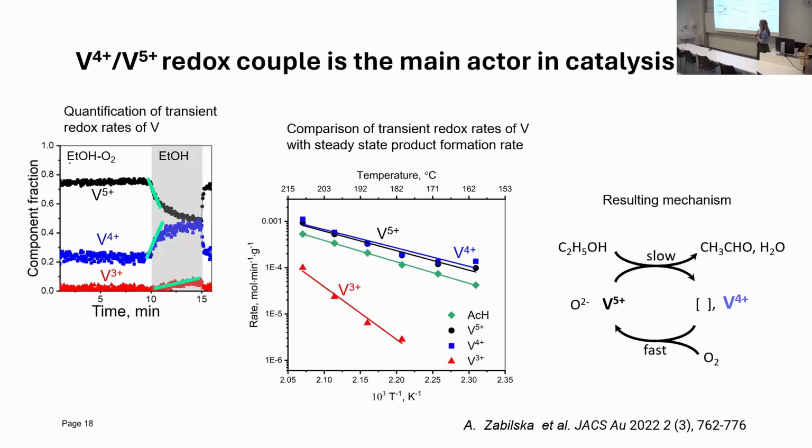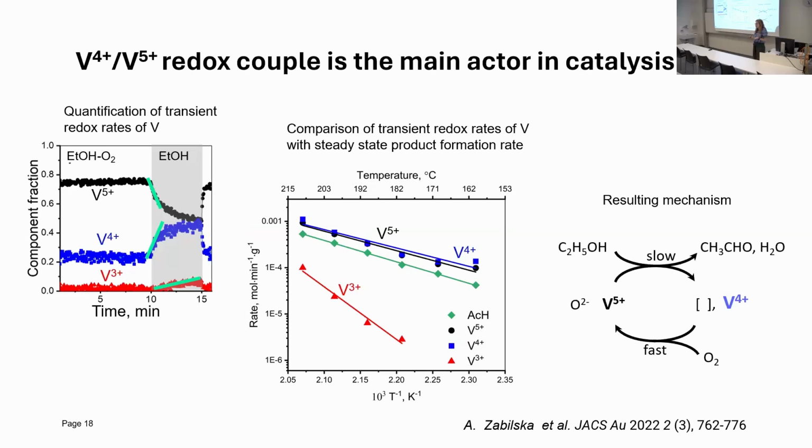As far as I know, this is the only technique which allows such a quantitative correlation and to pick up, let's say, the reactivity of the active site, of the catalytic cycle. So we could actually see that acetaldehyde formation was more or less twice slower at different temperatures than the rate of vanadium 4+, for example, formation.